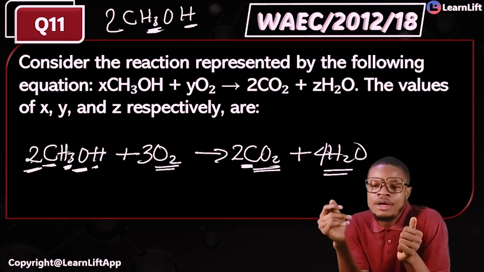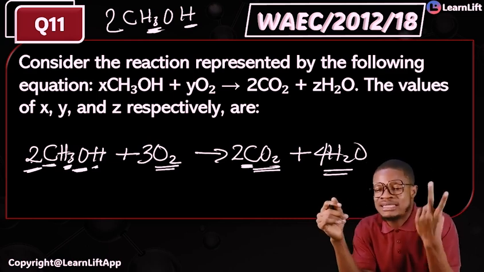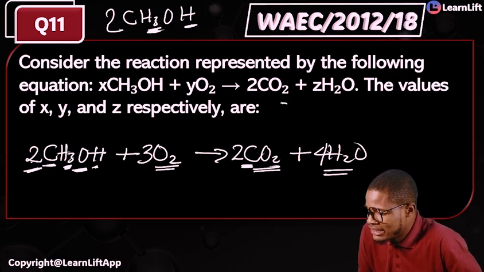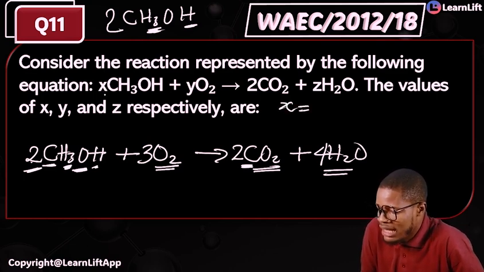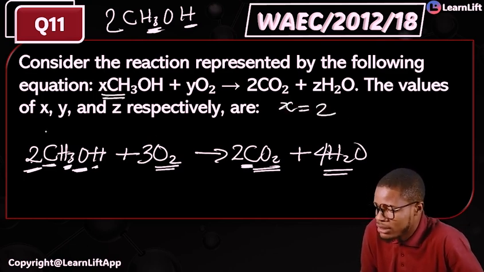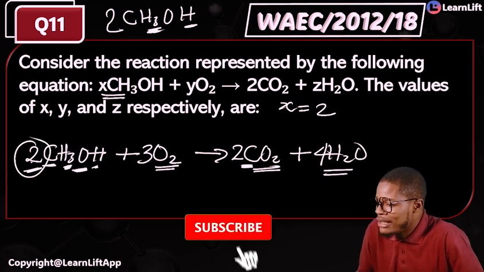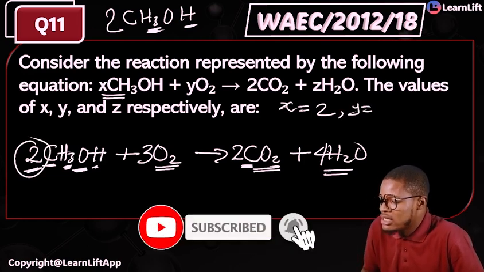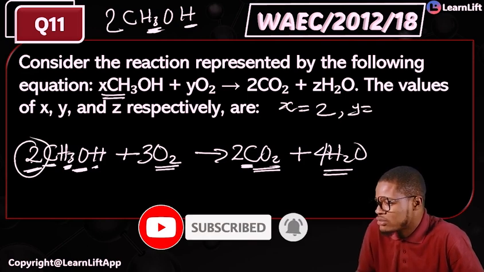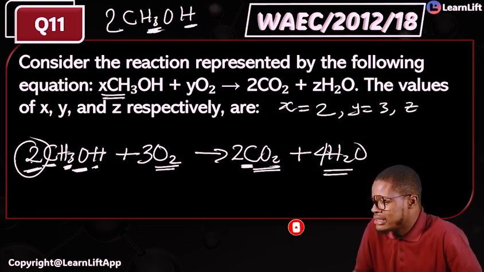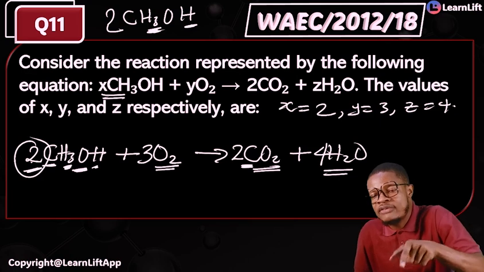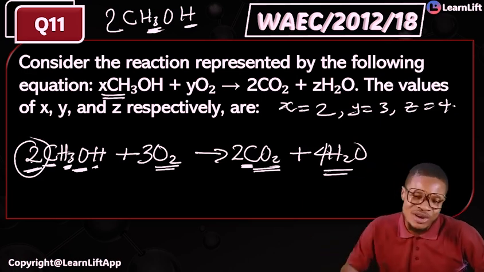Check it out now. What are your X, Y, and Z respectively? Your X is 2, because of these 2 here. What about your Y? Your Y is for the oxygen side, that's 3, and the Z is what? 4. So 2, 3, 4. Correct answer. Let's check out the options and see.